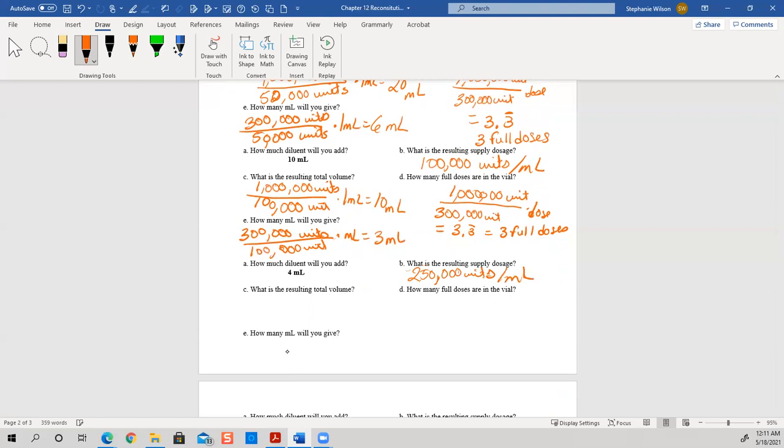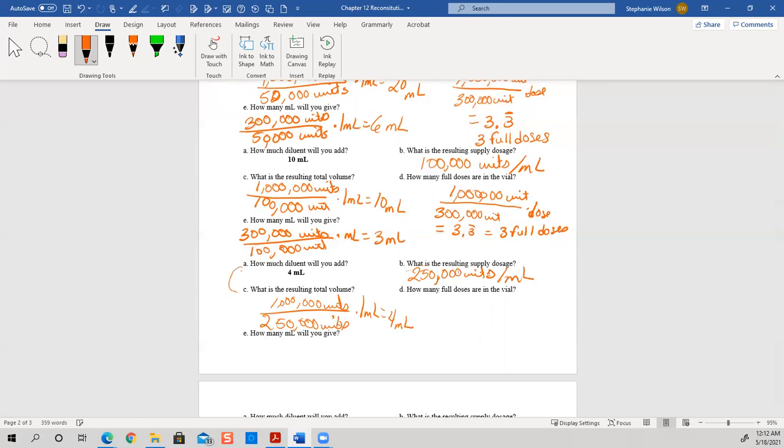Per milliliter. And then we want to know the results in total volume. So we know there's 1 million units, and we're going to divide this by the 250,000 units, multiply it by the 1 milliliter, and we get 4 milliliters. Okay, very good so far. Everything looks good. Kind of see the pattern.